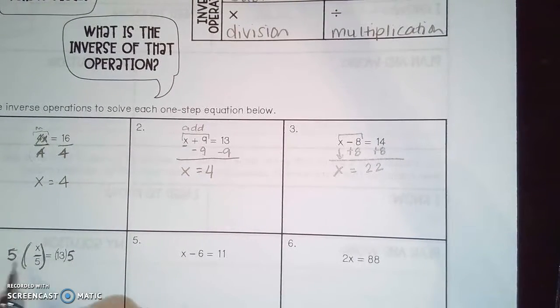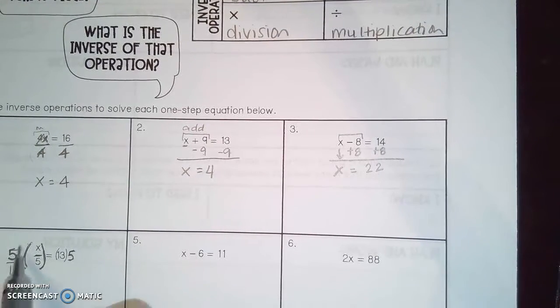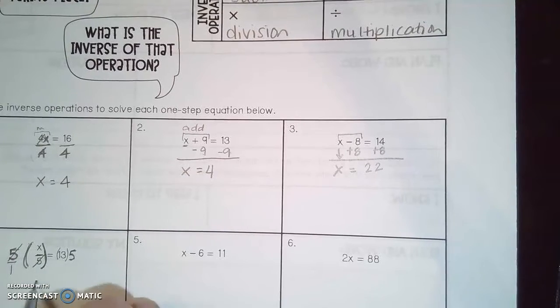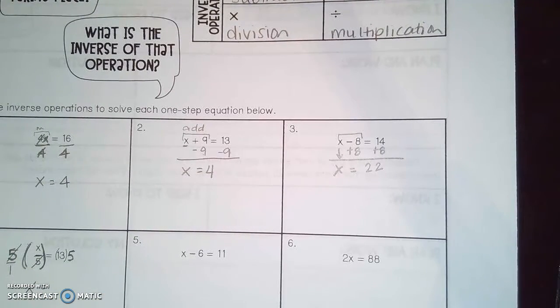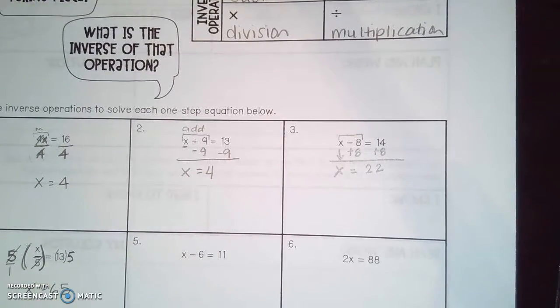So when I think of this 5, I can think of it like 5 over 1 if I wanted to. This is going to cancel this out, and I'm left with an x, and then that is going to end up equaling 65. 13 minus 5 is going to equal 65.